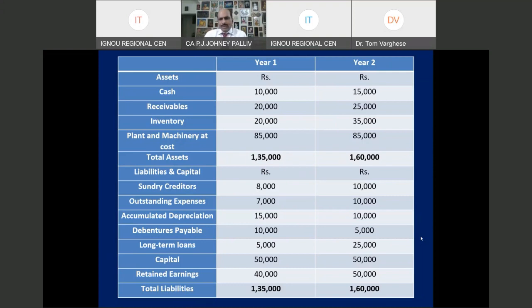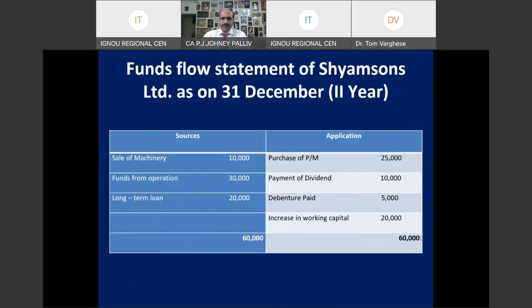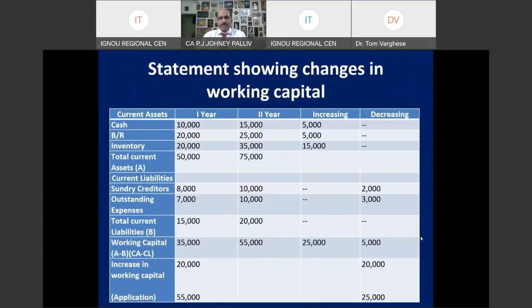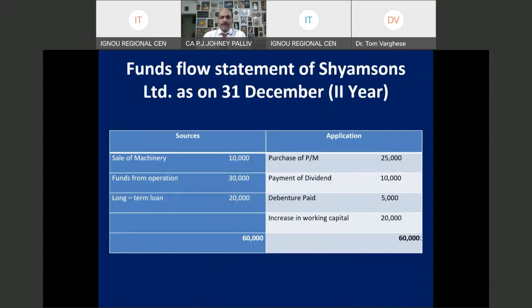You should know what the question is. The question is, prepare a statement of changes in working capital. And the second question is, prepare a statement of sources and uses of funds. Friends, this is what is required in our question. We have to prepare sources and application, and we have to prepare a statement showing changes in working capital. These are the two statements to be prepared for the purpose of completing this question.